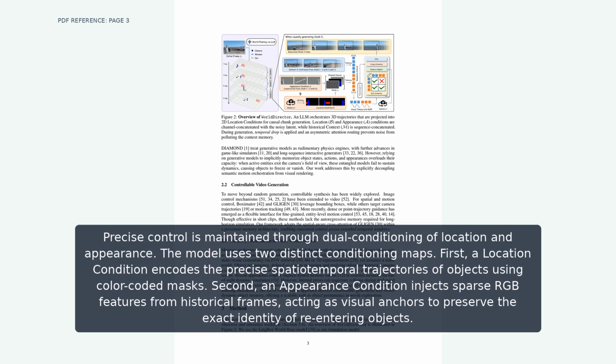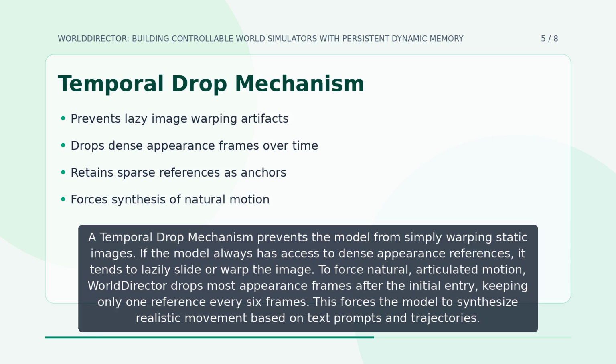Precise control is maintained through dual conditioning of location and appearance. The model uses two distinct conditioning maps. First, a location condition encodes the precise spatiotemporal trajectories of objects using color-coded masks. Second, an appearance condition injects sparse RGB features from historical frames, acting as visual anchors to preserve the exact identity of re-entering objects. A temporal drop mechanism prevents the model from simply warping static images.